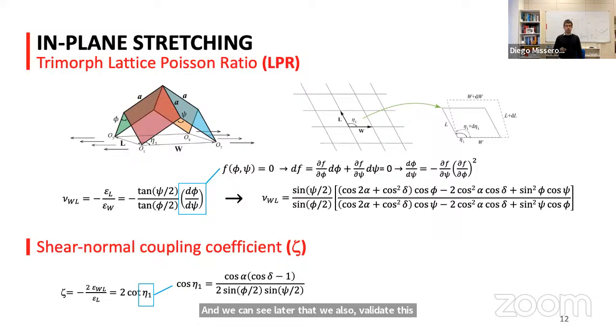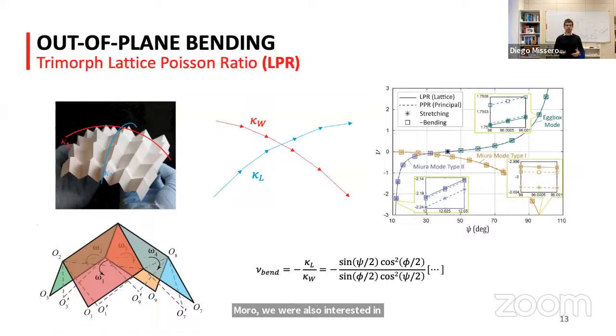Moreover, we were also interested in the out-of-plane bending of this tessellation. To do that, we introduced an additional 4 degrees of freedom that represent the folding angles of the panels along the shorter diagonals, as reported here. So we assume these 4 angles. The idea to get the out-of-plane Poisson ratio is to track the position of the vertices of the tessellation by using some geometrical relations. The expression is very similar in idea to that of the in-plane Poisson ratio. In this case, the longitudinal and the transversal strains are replaced with the two curvatures along the two lattice directions.